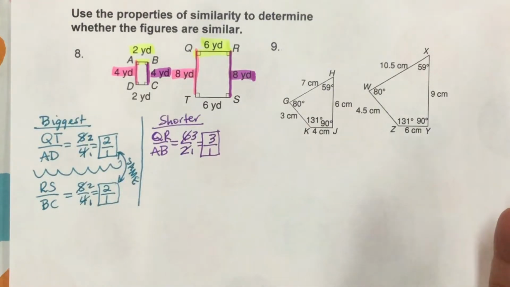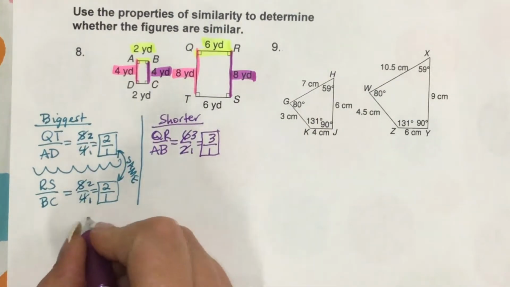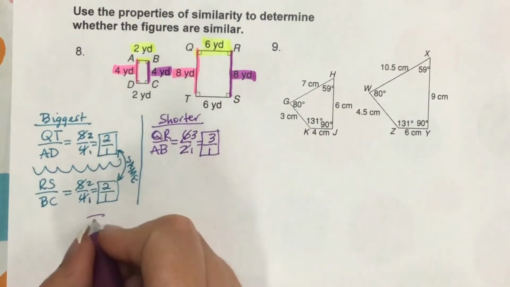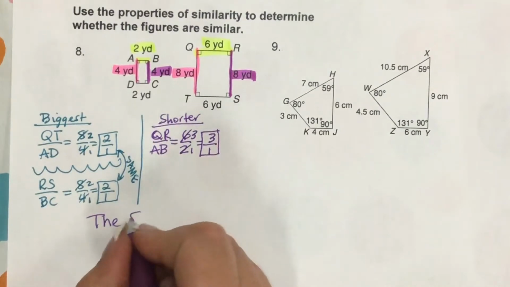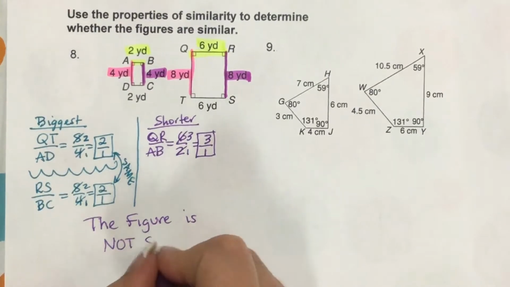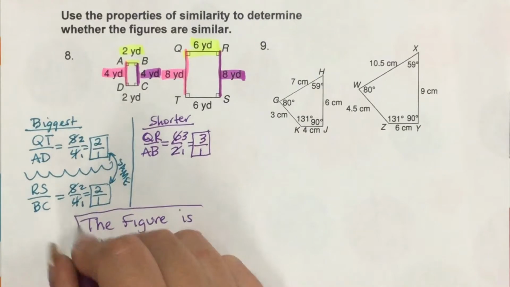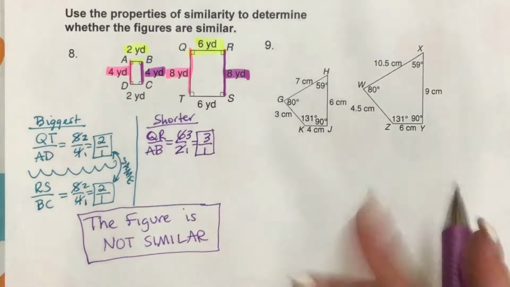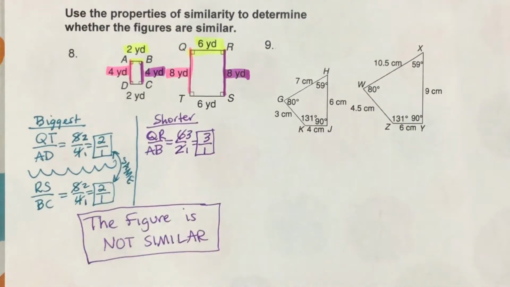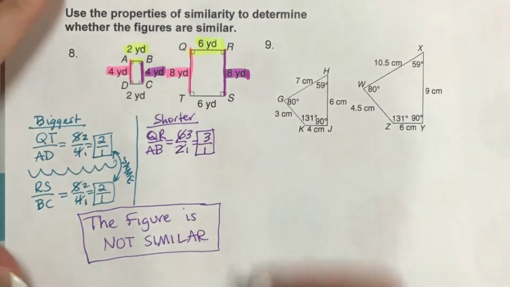So what that means is that the figure is not similar. So once you find one ratio that is not the same, you don't need to go any further. You have already determined that the figures are not similar. So boom, there you go. That's number 8. Let's go ahead and look at number 9.